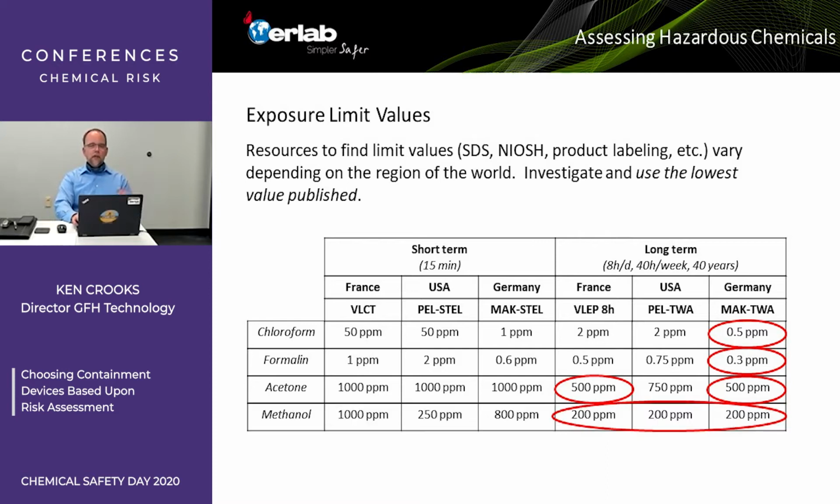And then lastly, my last example, methanol. This one's all over the board, with short-term exposure limits that don't agree with each other, but at least on the long term, we certainly all agree that the maximum exposure to methanol would be 200 ppm over an 8-hour day, 40 hours a week. So this is how we assess the risk. We choose the lowest possible. Basically, it's the most difficult to achieve, quite frankly.